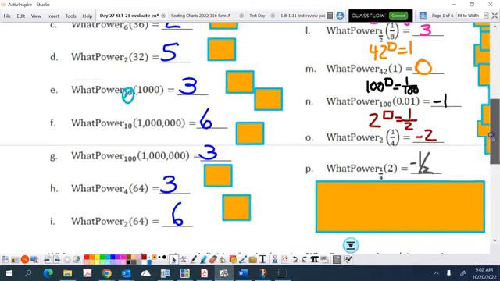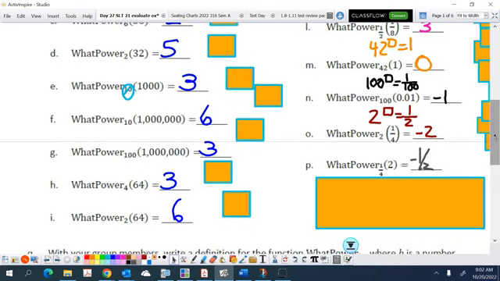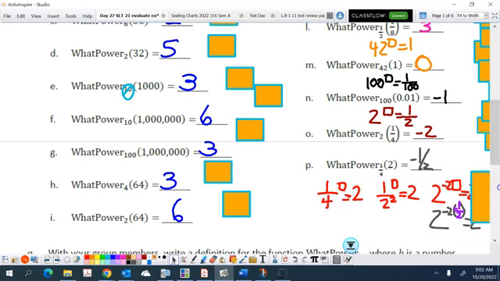For letter P, again, I'm going from a very small number to a large number, but this way I'm flipping in the opposite direction. To get 1/4 to be 2, I'm going to have to make a negative exponent. And then what else do I have to do to 4? To get 2, I have to take the square root. So I'm going to be taking the -1/2 power, 1/4 to the -1/2 power in order to make 2.